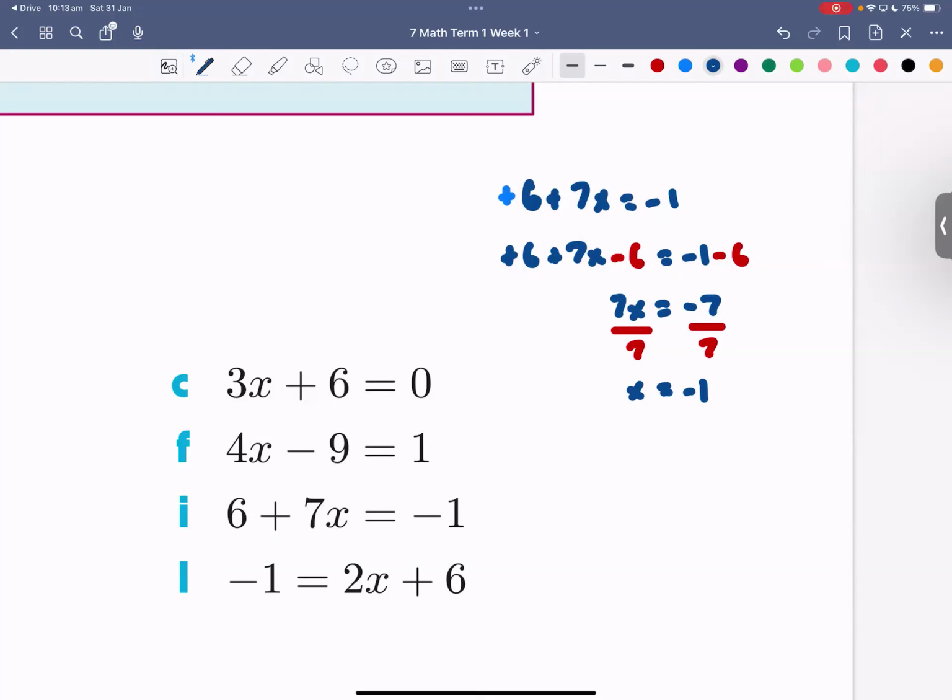-7 divided by 7 is -1. You need to practice your negative numbers if you're not good at them. On the Google Drive, there'll be a chapter on negative numbers if you're not good at it.